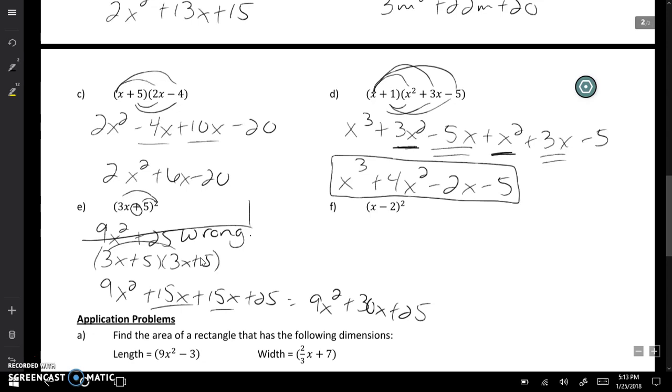And if you combine your like terms, you end up with 9x squared plus 30x plus 25. I guarantee somebody's going to get this problem wrong on your test next week. Someone always gets that problem wrong. You cannot distribute the two because it's a binomial. So try to do F, see what you get.